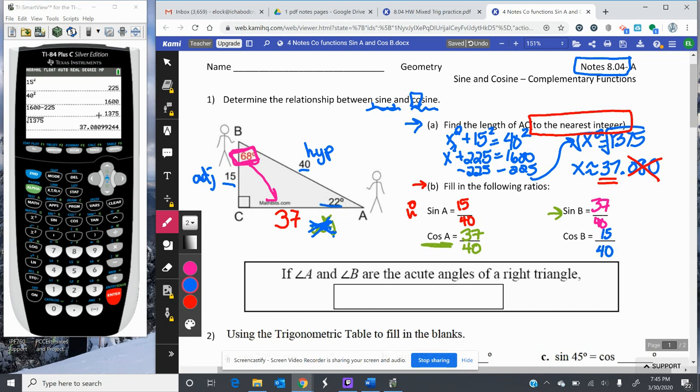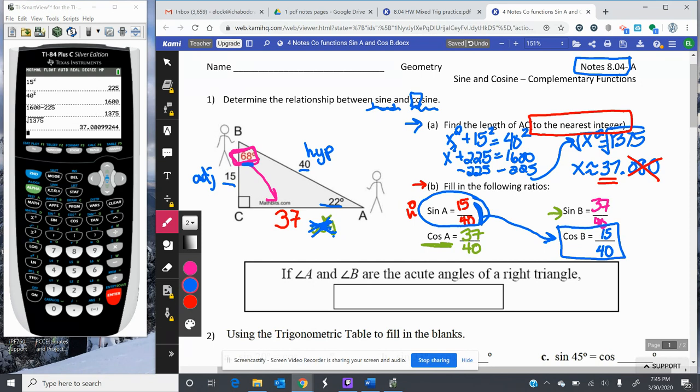So remember, when you jump from one angle to the other within a triangle, your opposite and your adjacent flip-flop. And what that tells you is that sine from angle A's ratio, 15 over 40, is equal to cosine from angle B. Because when you focus on a different angle, the adjacent and the opposite flip-flop, so they become the numerator for each case.